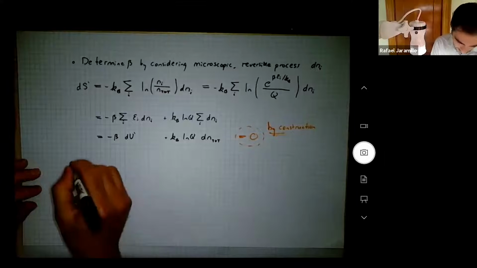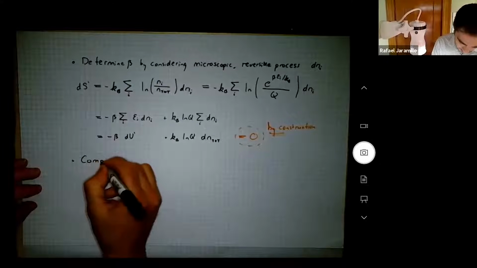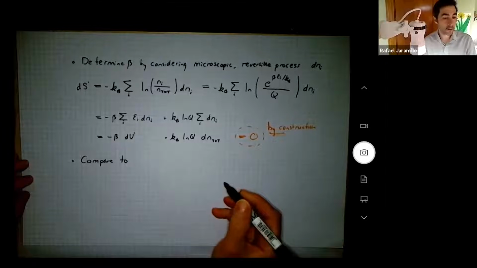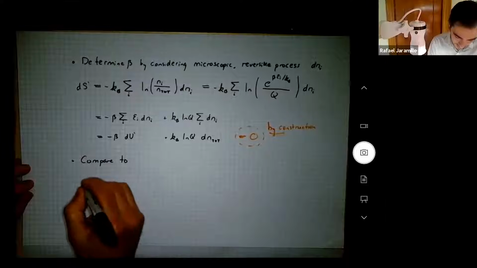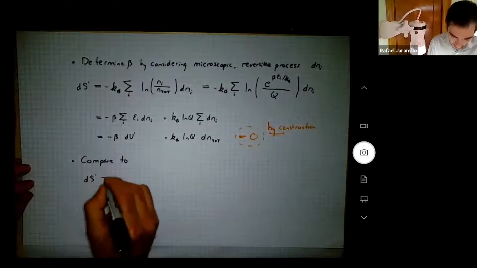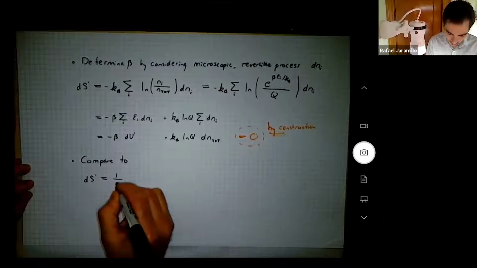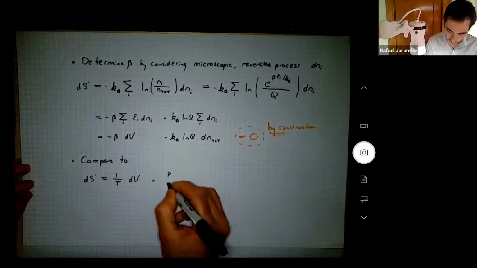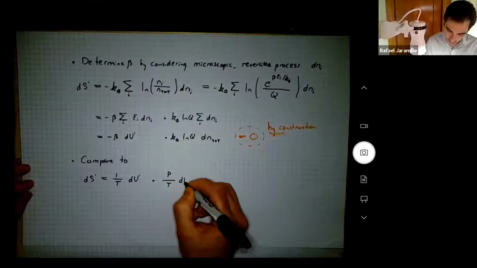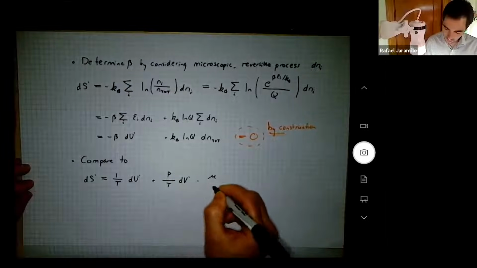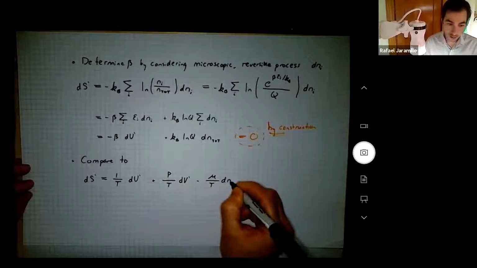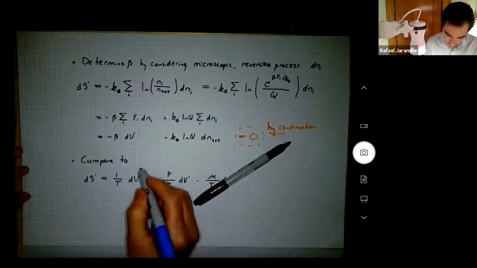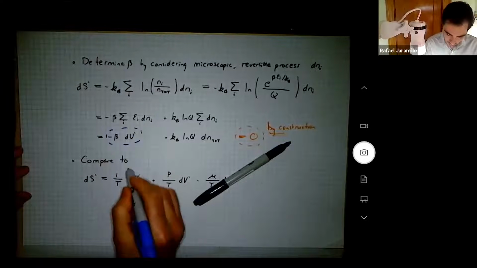But here's the takeaway. We want to compare this to what we derived two months ago from the combined statement, which is that dS equals 1 over T dU plus P over T dV minus mu over T dn. And this is really the important thing here. We are comparing the coefficients.